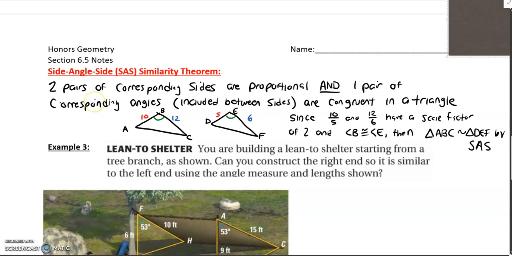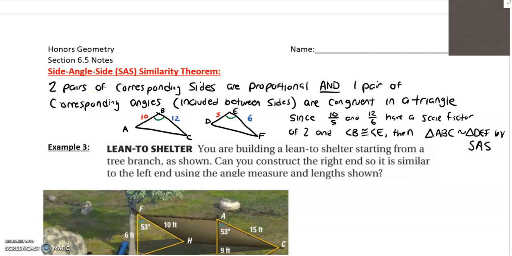So side angle side is probably the least common one we're going to talk about, so we're not going to spend too much time on it. But essentially what it's telling us is that 2 pairs of corresponding sides are proportional. So there it is again. But then additionally, we need to find 1 pair of corresponding angles that are congruent. And specifically, they need to be included, meaning between the 2 sides that we know. So very similar to the side angle side congruence postulate, except the corresponding sides here are proportional.